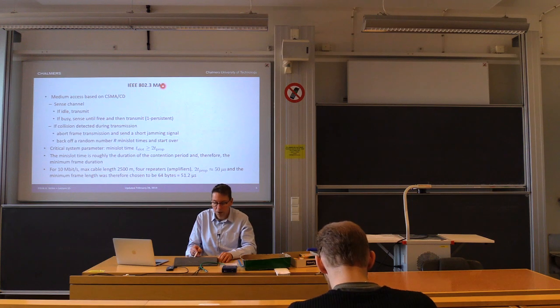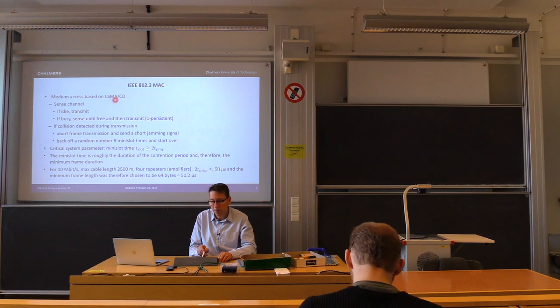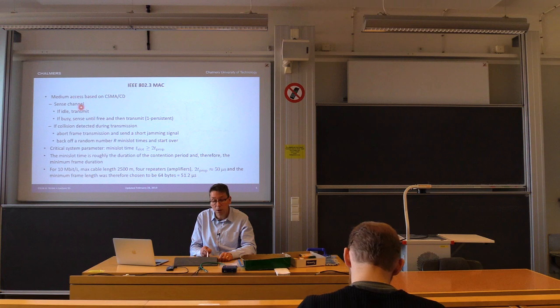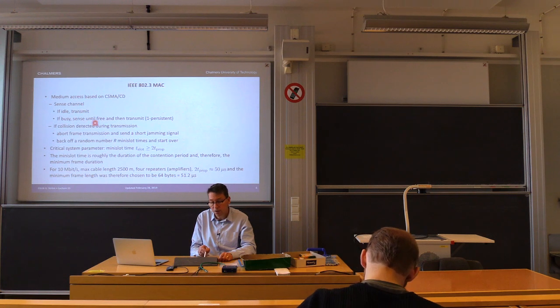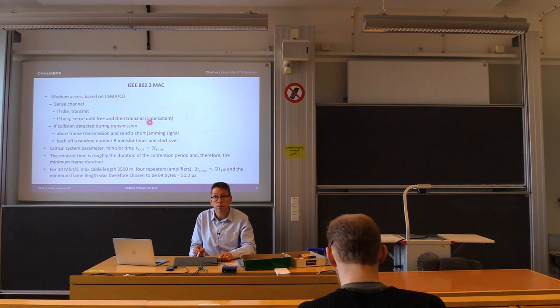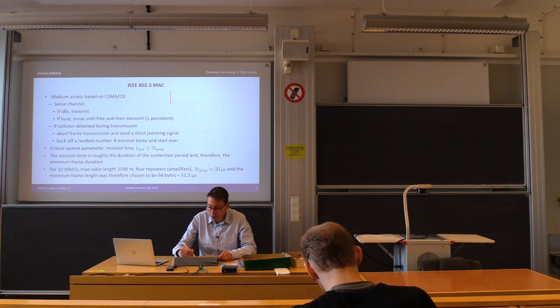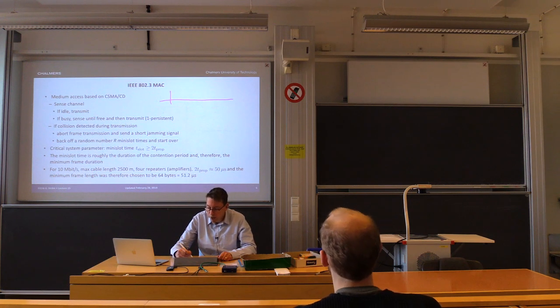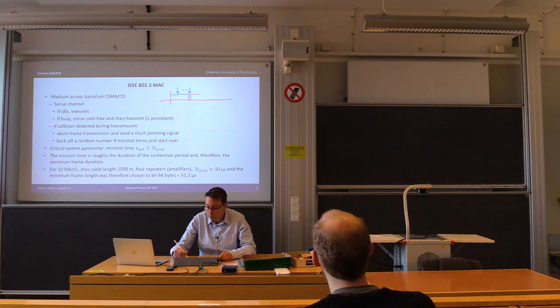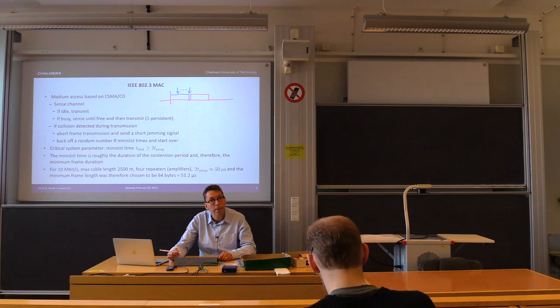So what is it? The medium access control is based on CSMA/CD, collision detection. So what do we do? We sense the channel. If it's idle, we transmit. If it's busy, we sense until free and then transmit. So this is one-persistent CSMA. So basically, if we have time here and the channel is busy when we want to transmit, we wait. We continuously wait until this time, and then there will be like a nanosecond, and then we put out our frame here. Okay.